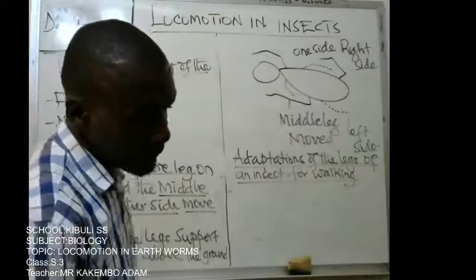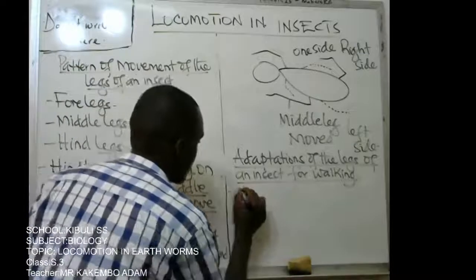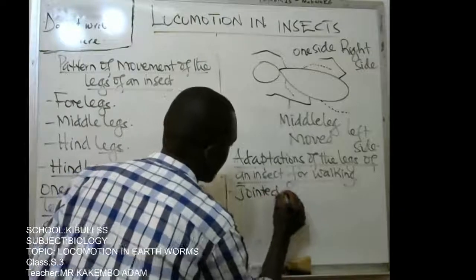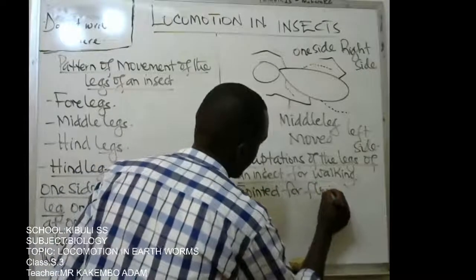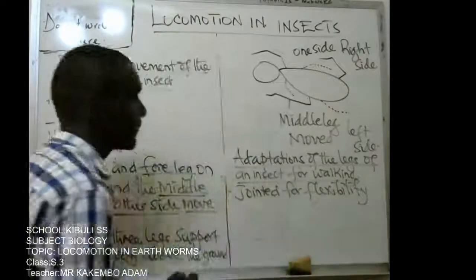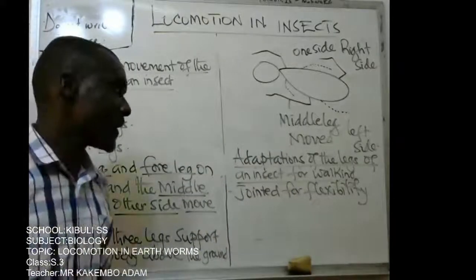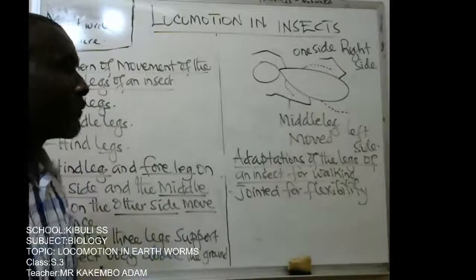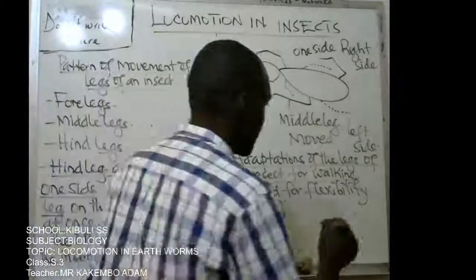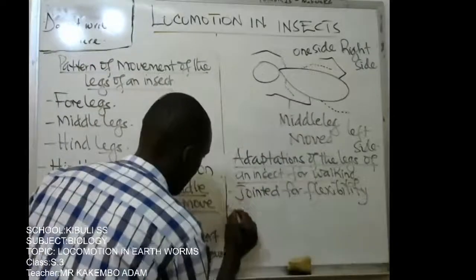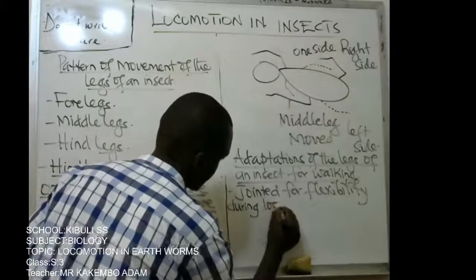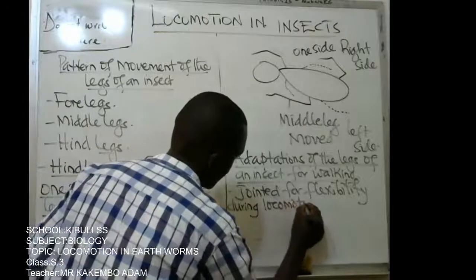They are jointed for flexibility. The legs of an insect have joints in between. Because they are jointed, they make it flexible for locomotion. So, jointed for flexibility during locomotion. That is one.